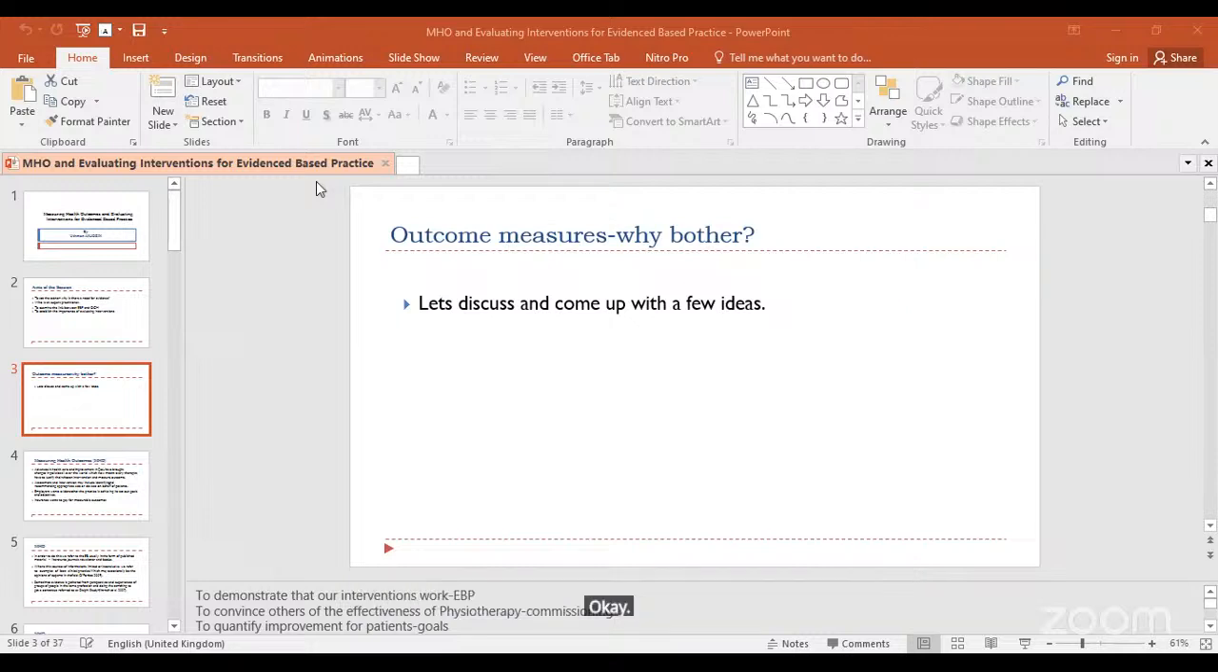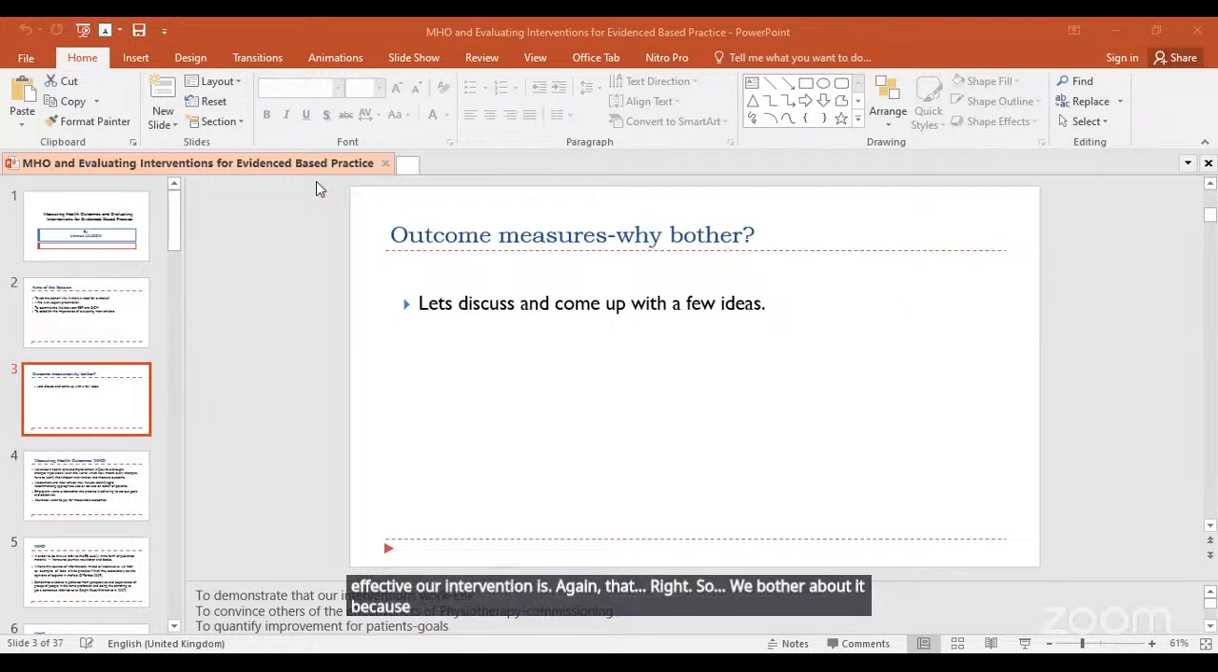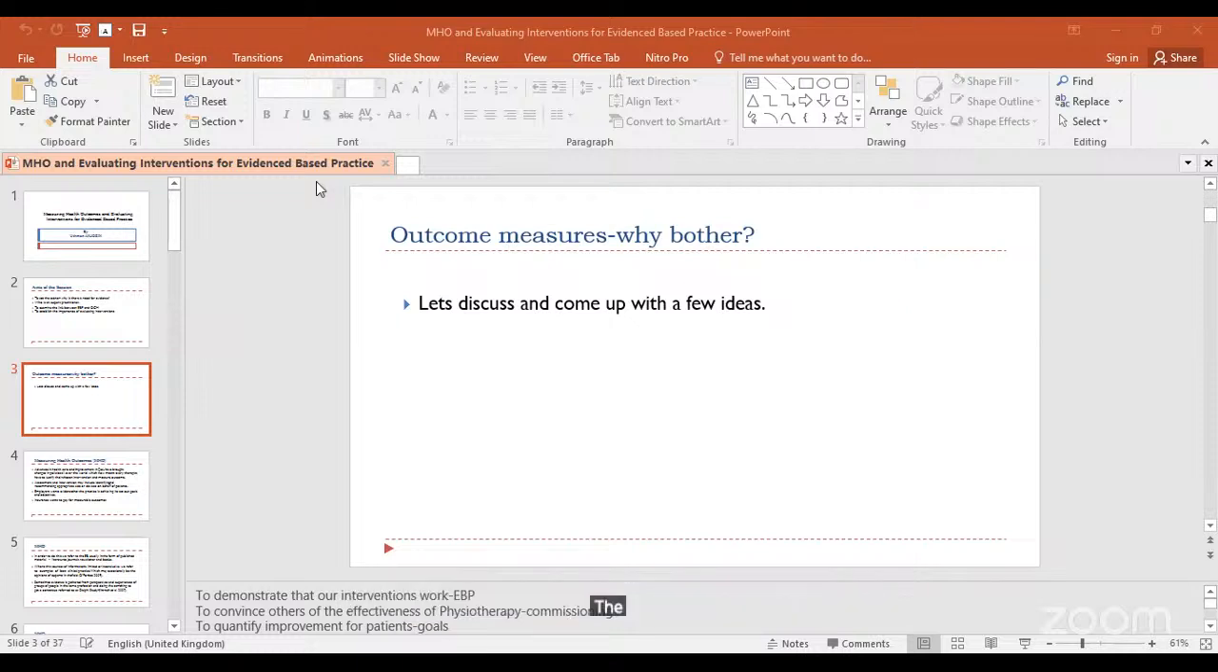Okay. Good evening, please. Nafisa, go ahead. It can be used to determine the effectiveness of our intervention, how effective it is. Right. So we bother about it because we want to know whether the intervention we are using benefits the patient or not. It's effective or not. So yes, we bother about the use of outcome measures.